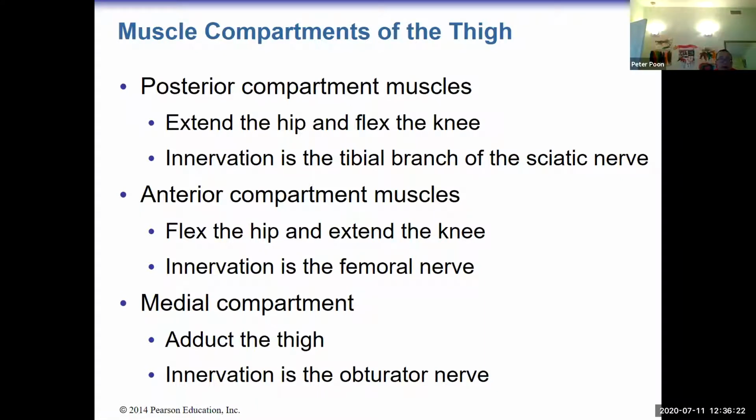The medial compartment of the thigh adducts the thigh. It closes the thigh.